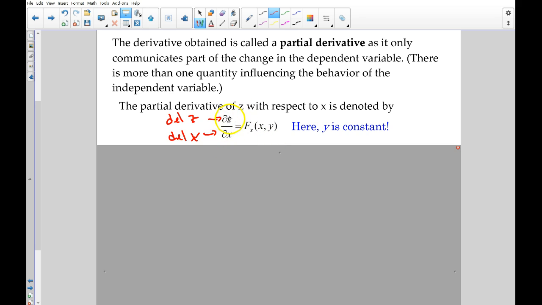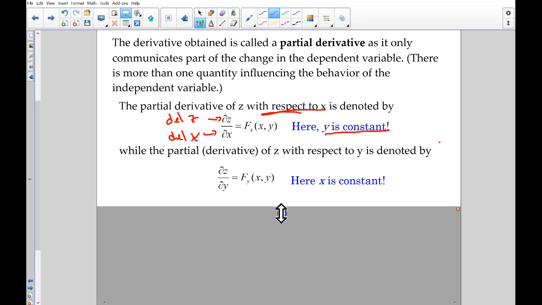So again, just to reiterate, del z over del x is equal to f sub x of x and y. And here, if we're looking at the rate of change with respect to x, y is constant. We'll go through some more examples with all this. And then similarly, if we're looking at the partial derivative of z with respect to y, it would be del z over del y is equal to f sub y of x and y. And again here, since we're looking at y, x would be treated as a constant.